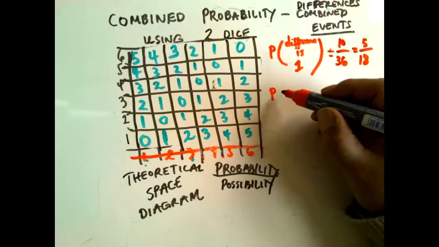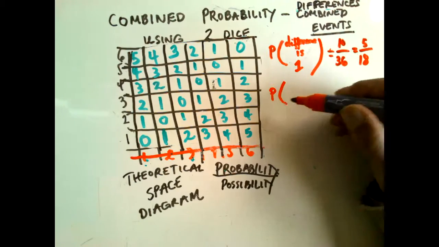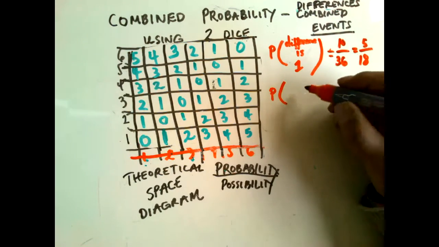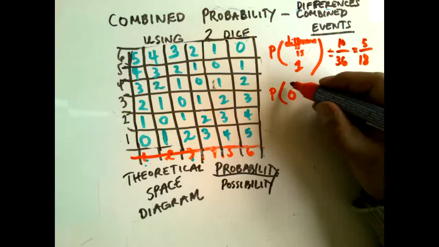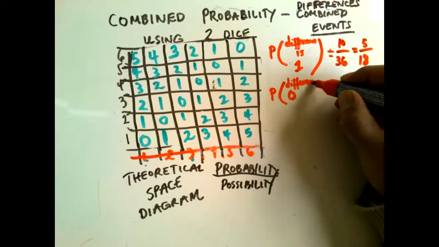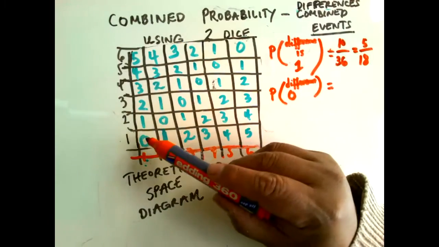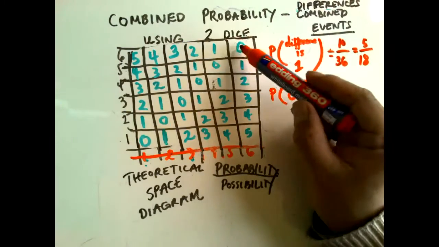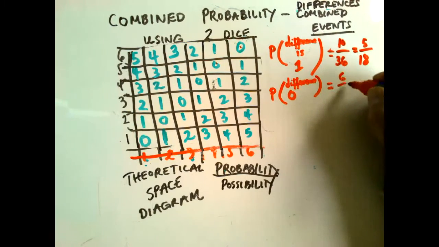Well, what's the probability that the difference is zero? Well, you got it here. Yeah, it's a nice pattern. You can see the pattern. 1, 2, 3, 4, 5, 6. There's going to be 6 out of 36 or 1/6.